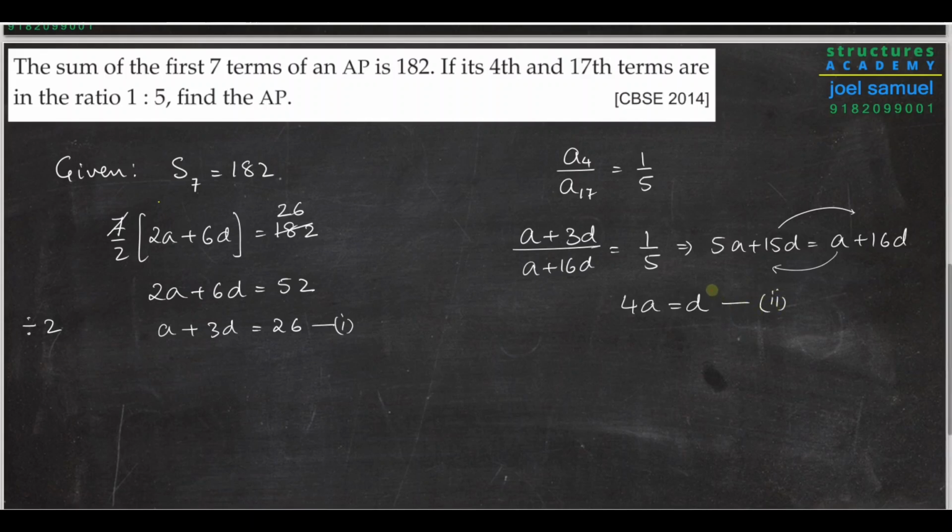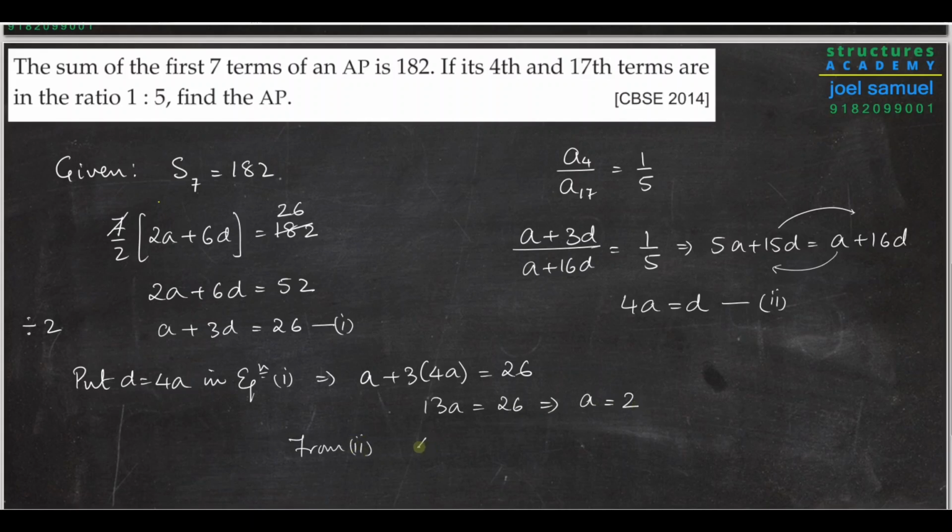Now all I need to do is replace d with 4a in this equation and I will be able to solve it. So I'll put d is equal to 4a in equation 1, which implies a plus 3 into 4a is equal to 26. So this is 12 plus 1, 13a is equal to 26, implies a is equal to 2. Now equation 2, 4 times 2 is equal to d, which implies d is equal to 8.